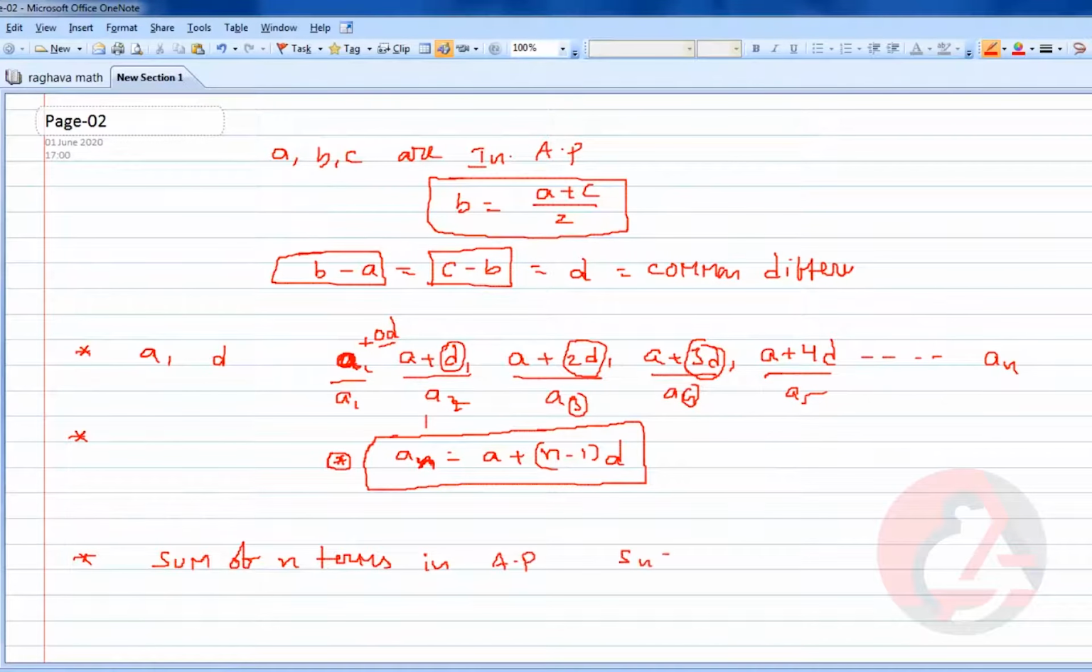SN formula. We have two formulas based on the given data. If you know the first term and the common difference, and you know the number of terms, then Sn is equal to n by 2 into 2a plus n minus 1 into d.